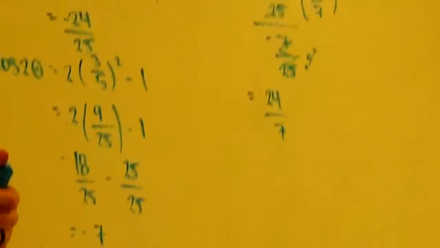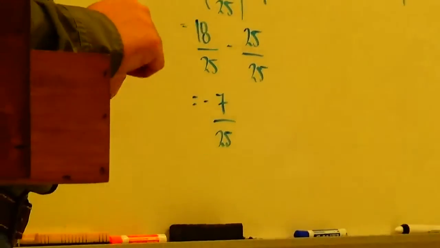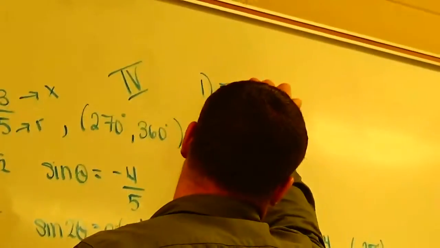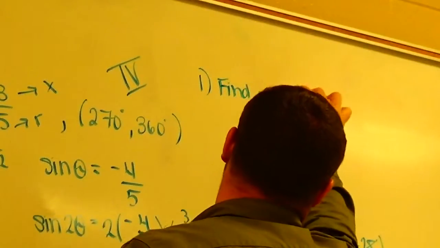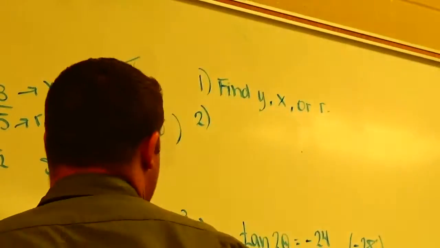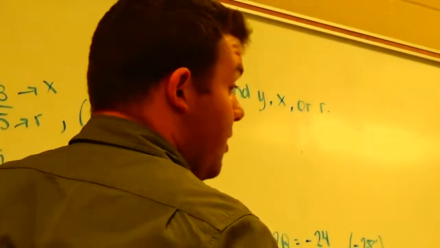All right, so what's the first step? Find y, x, or r. What's the second step? And then find which sine or cosine, right?